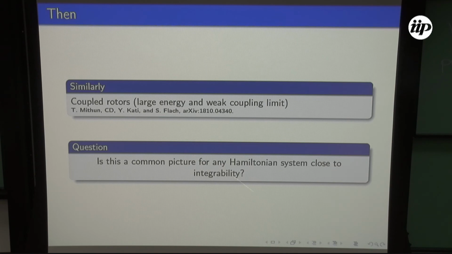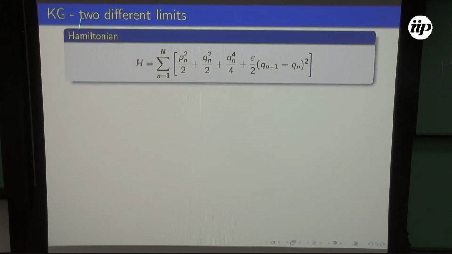Question: is this a common feature for any system close to the integrable limit? Well, the answer is no, and we found the answer immediately in the Klein-Gordon system. We just have to take another limit, when the quartic term is absent. Therefore, the Hamiltonian reduces to a set of harmonic oscillators with conserved quantities, the normal mode energies.